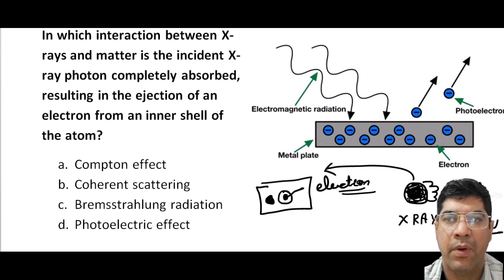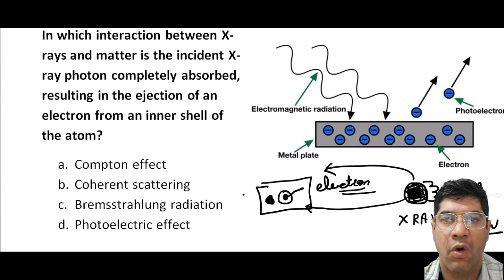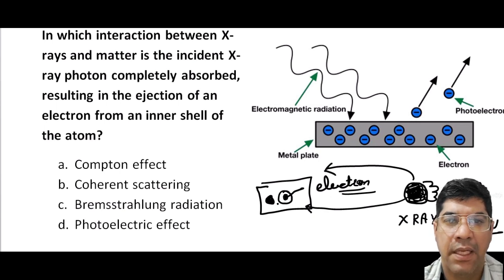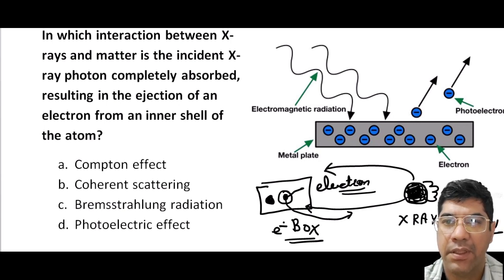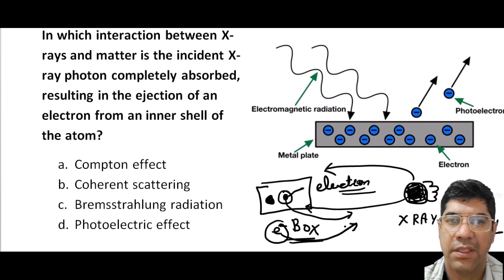Now throw the big ball harder. This time when it hits, the window will open, and the inner ball will get out of the box. So this is like the photoelectric effect. The X-ray photon, the big ball, is absorbed and it kicks the inner shell electron out of its place.